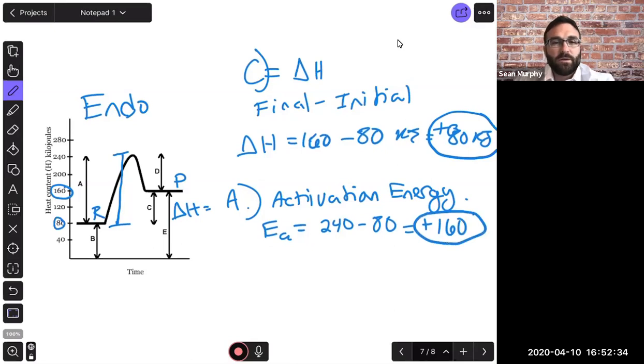All right, so keep in mind that you need to know your reactants, the products, your delta H, whether it's positive or negative, and then the activation energy.